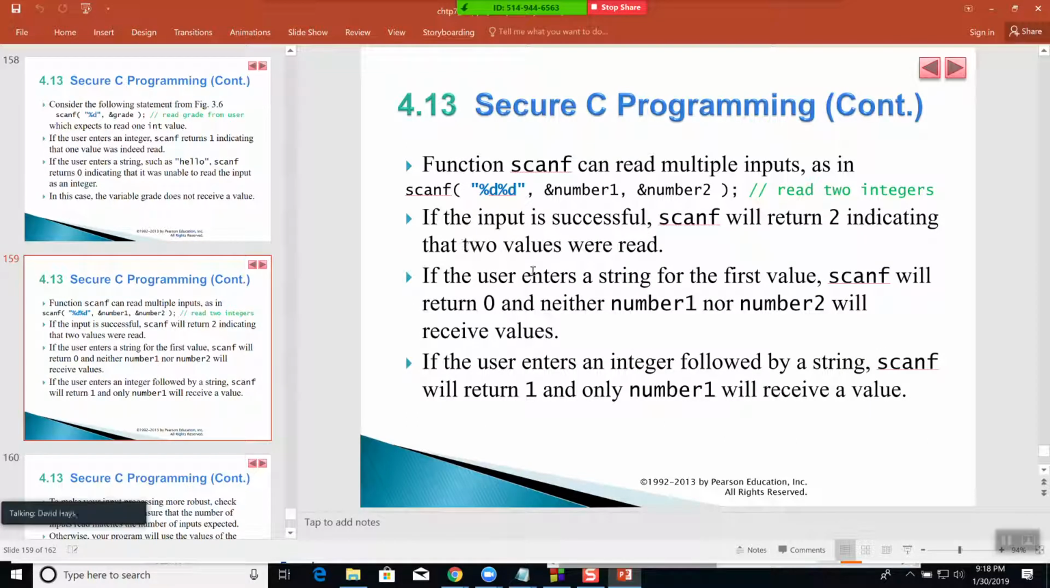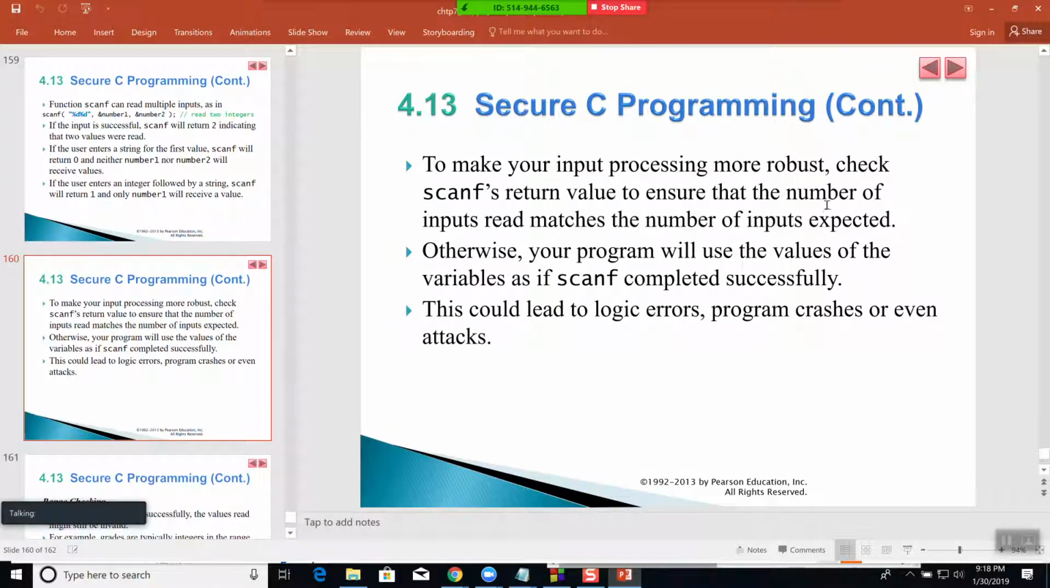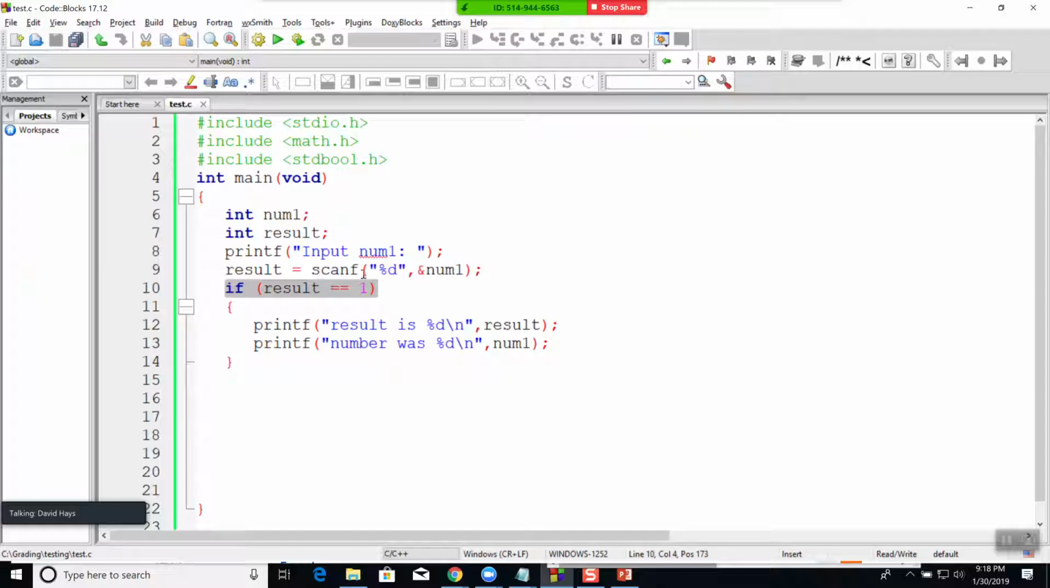More about scanf. Check its return value to ensure the number of inputs read match. Oh, the number of inputs read. So 0 means it didn't read any inputs. So what would be better probably to check is make sure that this is greater than or equal to 1. Like that. Because with one scanf statement, you can bring in multiple numbers.